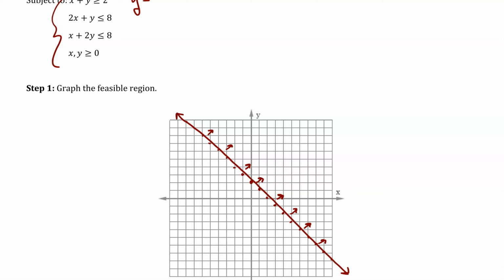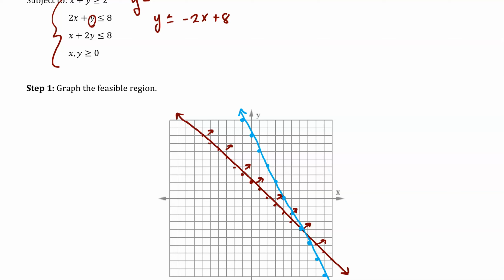Okay, my next constraint will be that y is less than or equal to negative 2x plus 8. Again, I just isolated y. So this is a line with a y-intercept of 8 and a slope of negative 2. Down 2, right 1. Down 2, right 1. So continue sketching that line and then try to see if you know where to shade it.